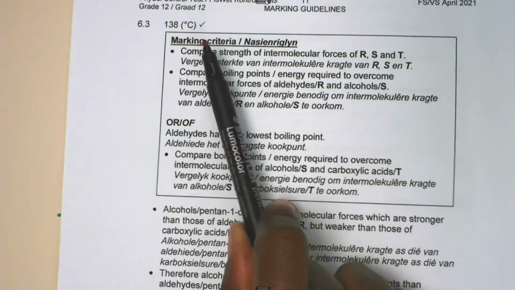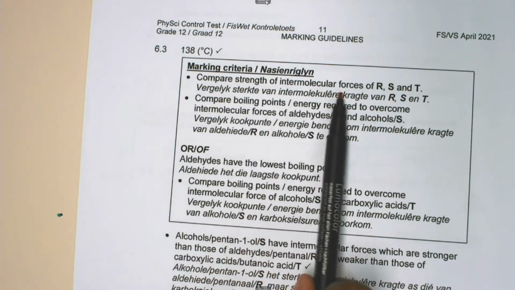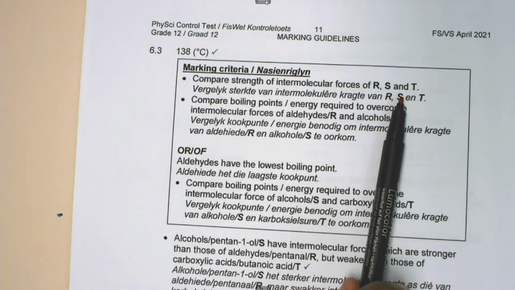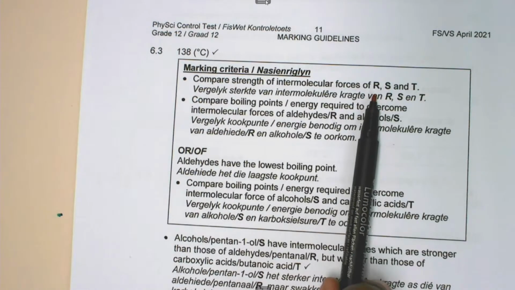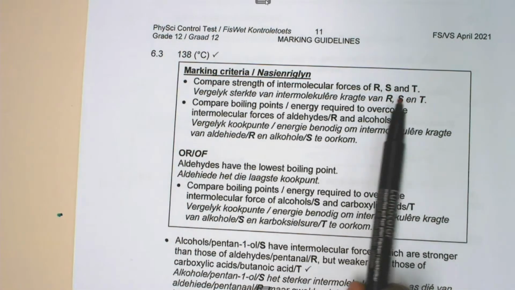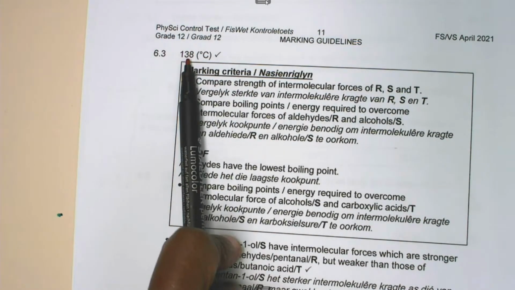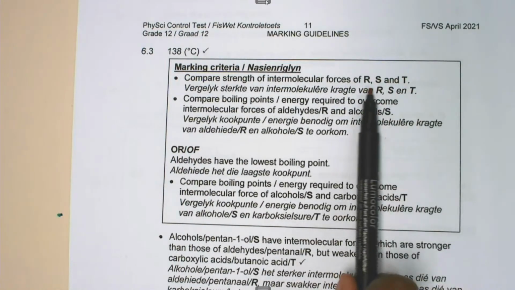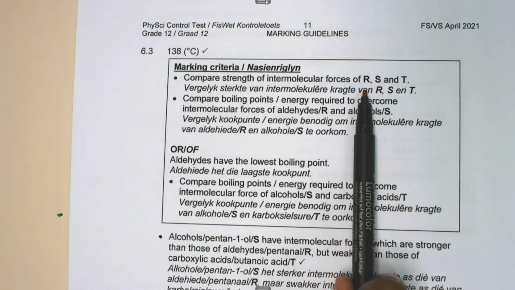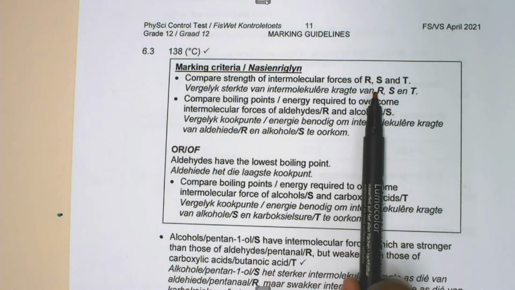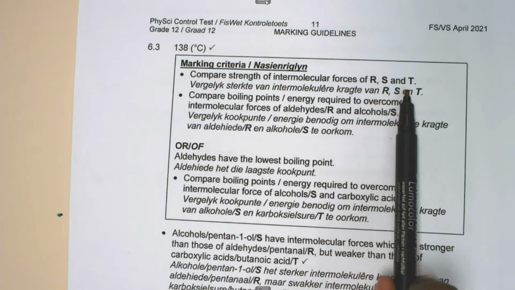So it's 1 mark for 138, and then 1 mark for comparing the strength of intermolecular forces for all 3 of them. And then the third mark, comparing the boiling points for R and S only. The fourth mark, comparing the boiling points for S and T only. Or, instead of using the boiling points, it's 1 mark for 138, 1 mark for comparing the strength of the intermolecular forces, and then the learner can compare the energy needed to overcome intermolecular forces of R and S for the third mark, and then the energy needed to overcome the intermolecular forces of S and T.